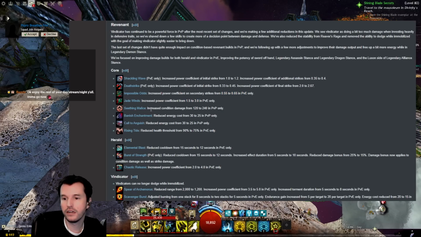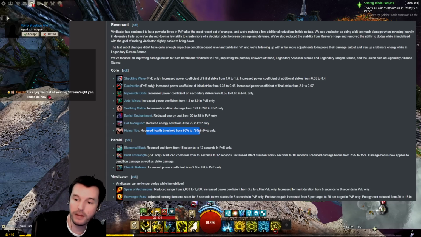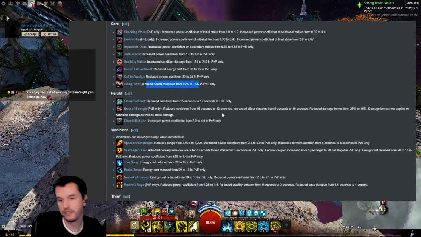Seething Malice, double the condition damage it was providing in PvP. Banish Enchantment reduced the energy costs slightly in PvP. Call to Anguish, same treatment. Rising Tide reduced health threshold from 90% to 75% in PvE only.